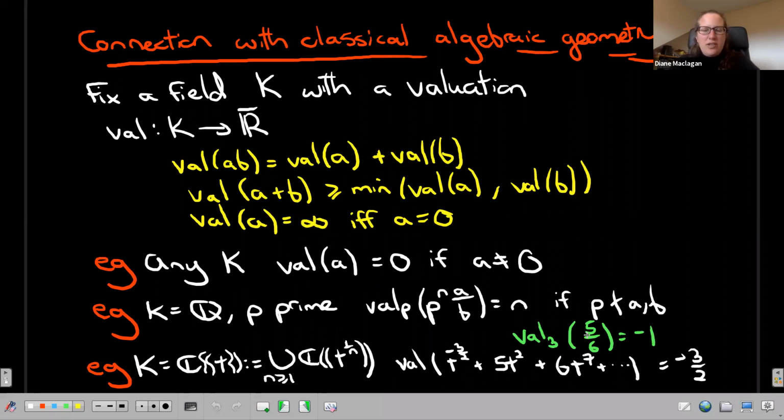And so the valuation is, that was 3 to the minus 1, it's the minus 1 I write down. So what you have to convince yourself is, if I take the product of two rationals, the biggest power of P I can pull out is the product of those powers. So the exponents add. And if I add two things, then I can pull out at least as many powers of P as whichever was the smallest.